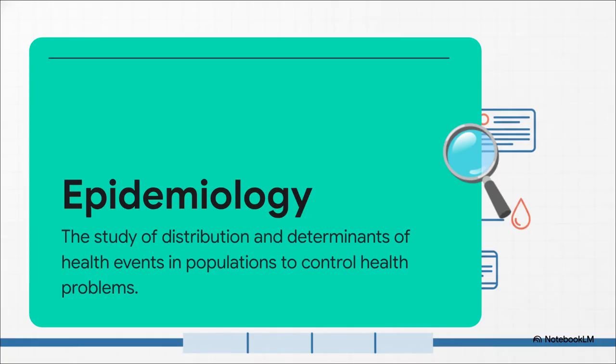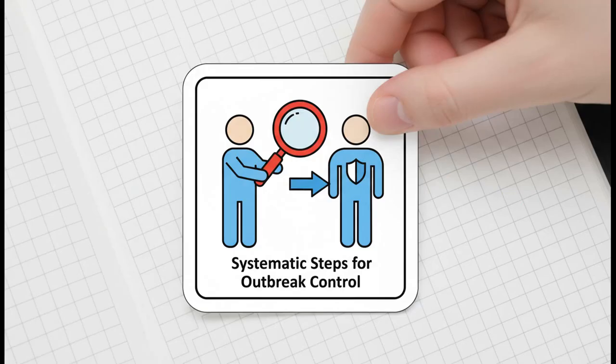And the science behind this whole process is called epidemiology. To put it simply, it's about being a detective for an entire population. You're trying to figure out who is getting sick, where they're getting sick, when it's all happening, and most importantly, why, so you can put a stop to it. And luckily, there's a systematic playbook for this.